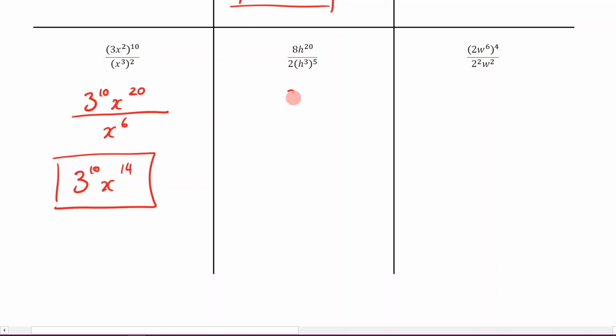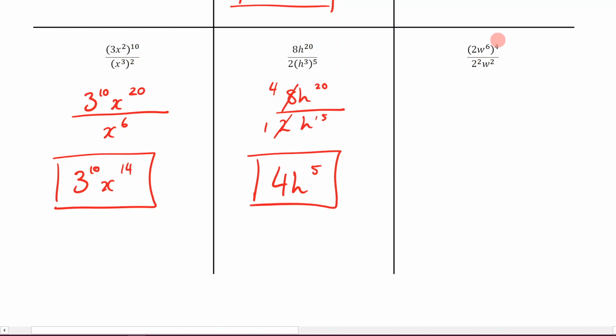Over here, we have 8h to the 20. This 2 is on the outside. 3 times 5 is 15. Now, we also have to cancel out this 8 and this 2. Both of them are divisible by 2, so that's going to become 1. This is going to become 4. And then I'm going to subtract my indices here, so it's going to become 4h to the 5.